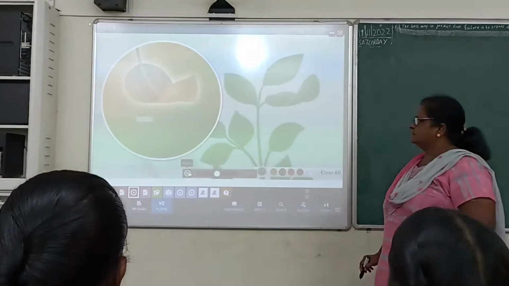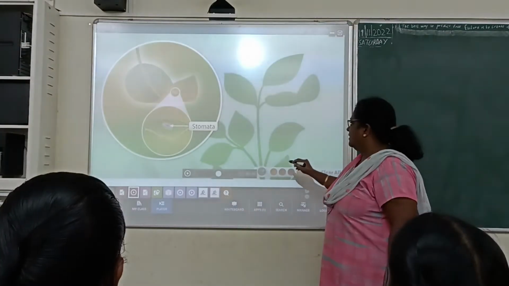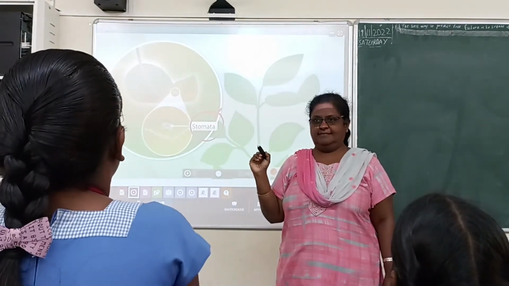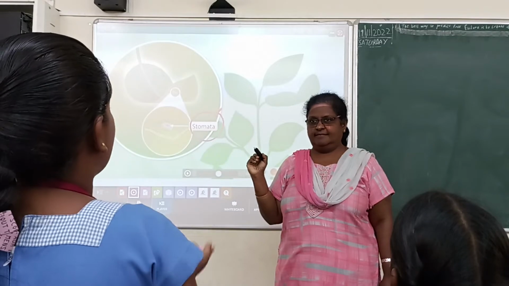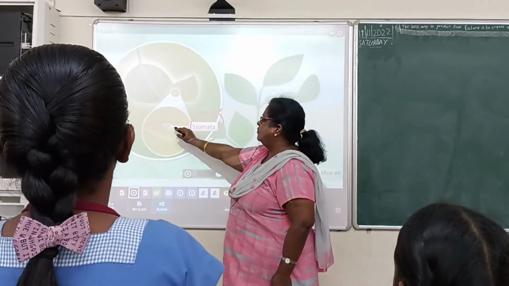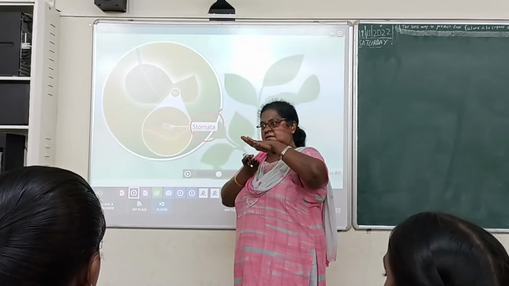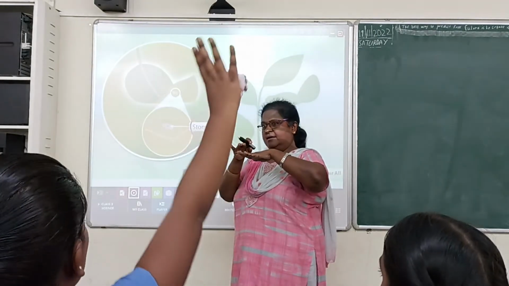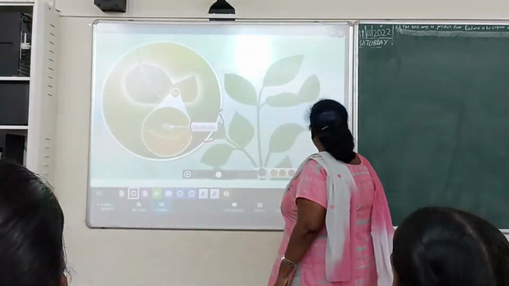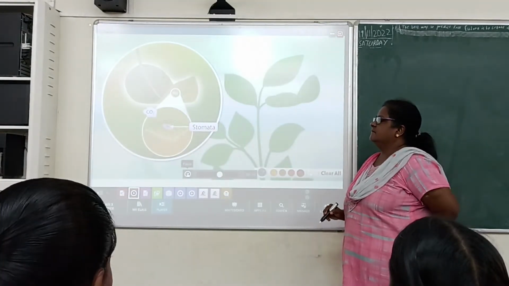Leaves of plants have small pores called stomata. This stomata helps in, Magdalene? Exchange of gases. And how do these pores look? They are very tiny. And where are they present? On the under surface of the leaf. Very good. The leaves take carbon dioxide through the stomata.